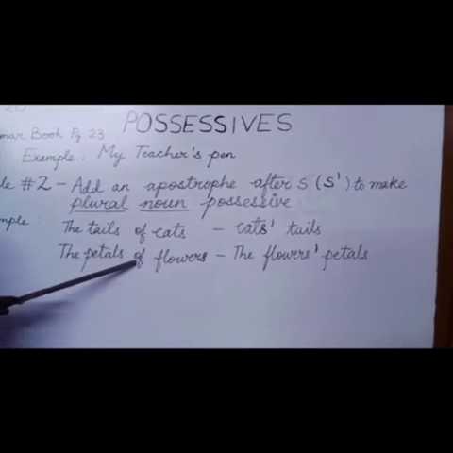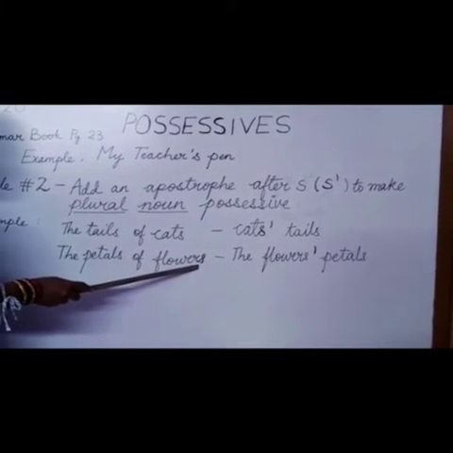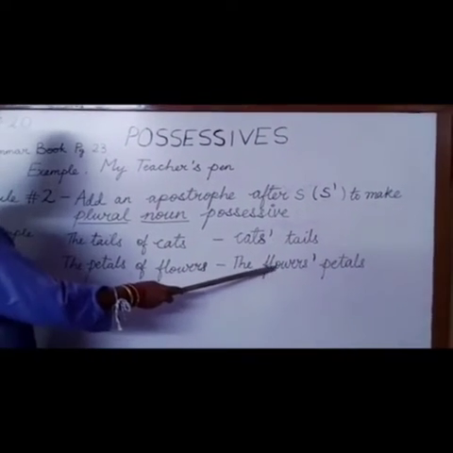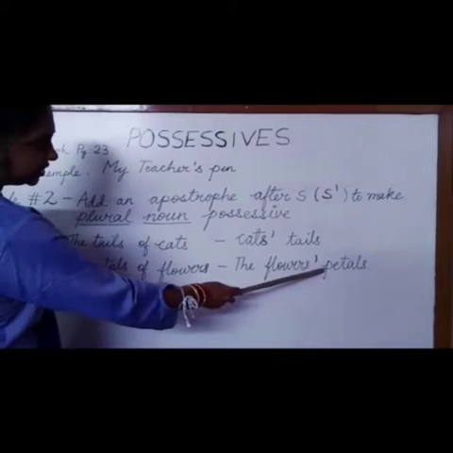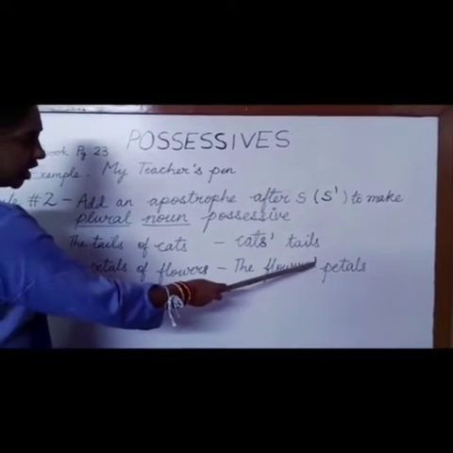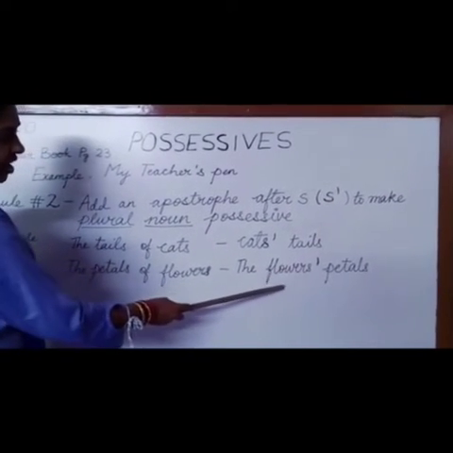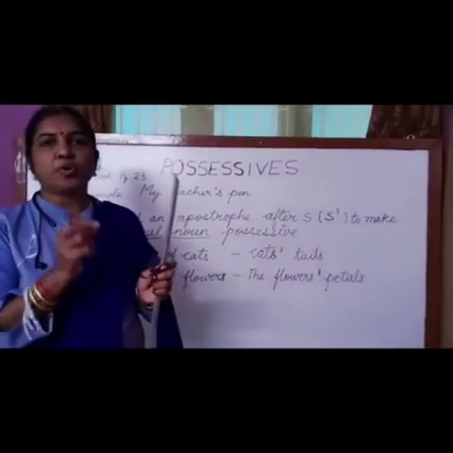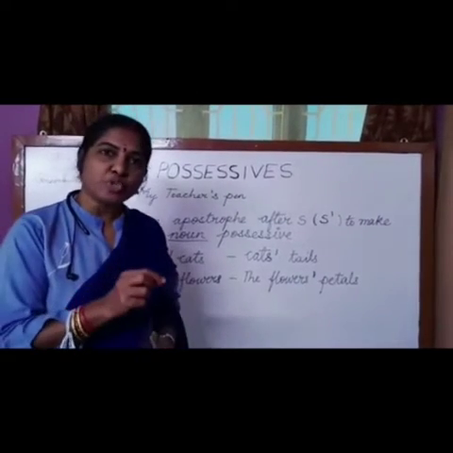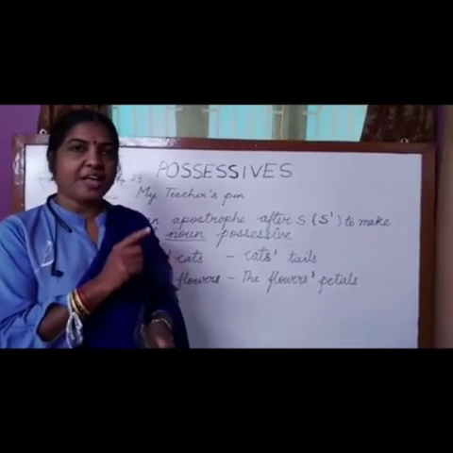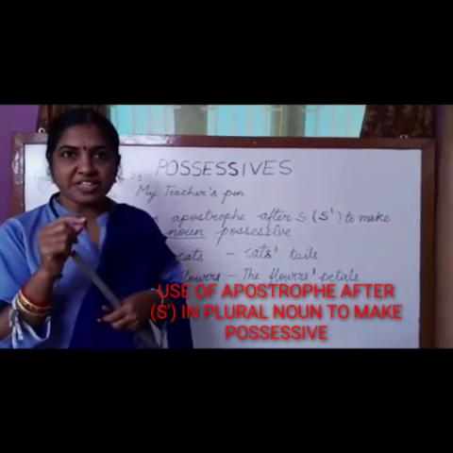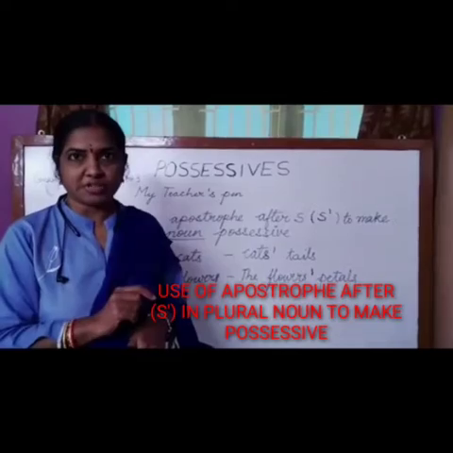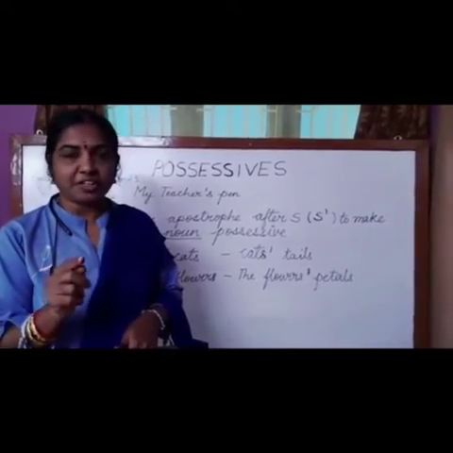The petals of flowers. Flowers is plural. It is already having an S. So, in the possessive, the flowers' petals, we place the apostrophe after S. So, I hope you understood. In singular, you were placing the apostrophe before S. In the plural noun, you are placing the apostrophe after S to make it possessive. So let's check another rule.